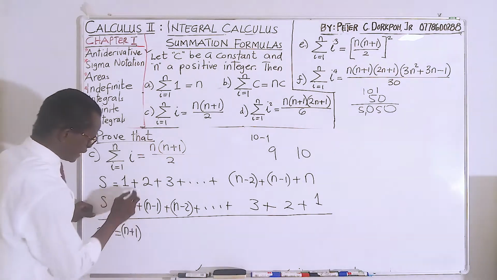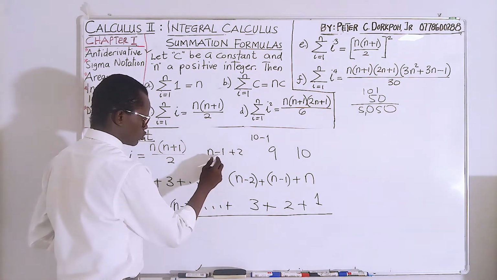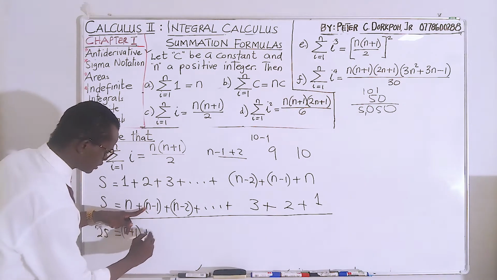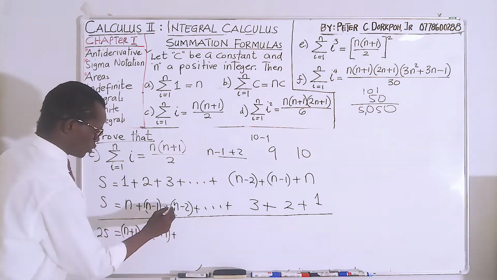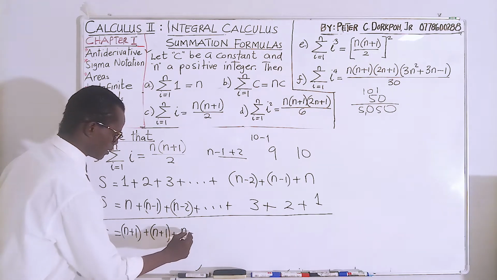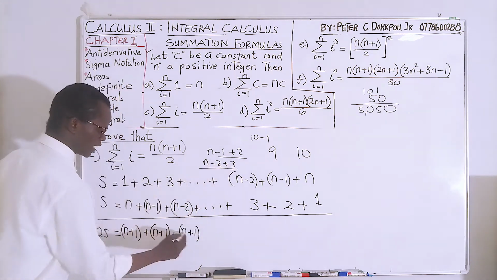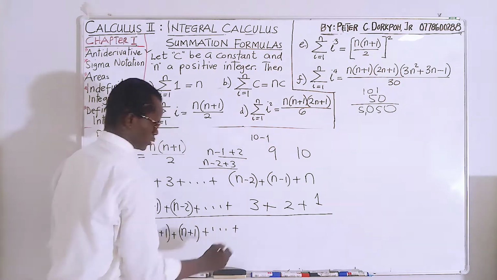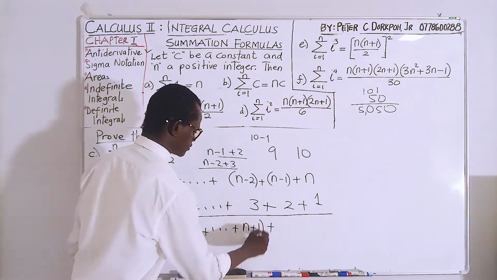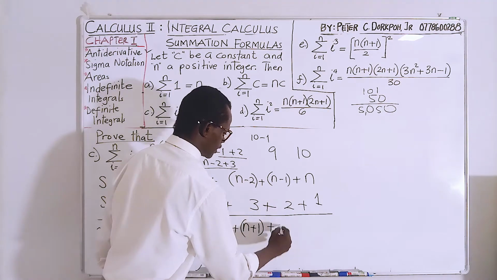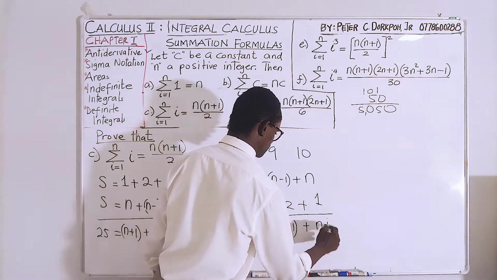Now, look here. n minus 1 plus 2: this minus 1 and positive 2 just equals the same n plus 1. n minus 2 plus 3 is the same n plus 1. Plus dot dot dot. Plus n minus 1 plus 2 is the same n plus 1. n plus 1, the last.